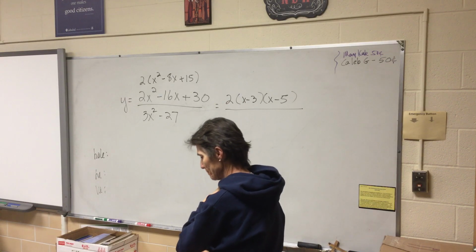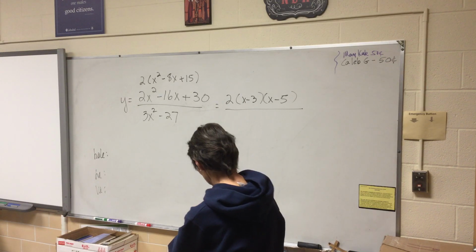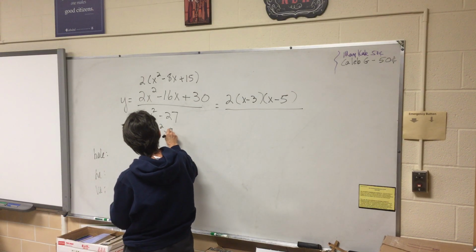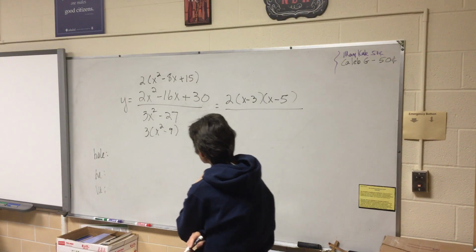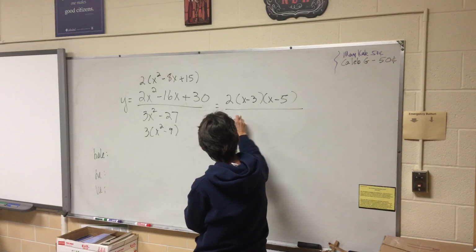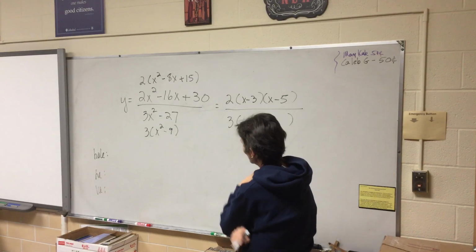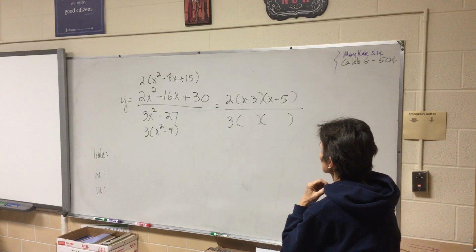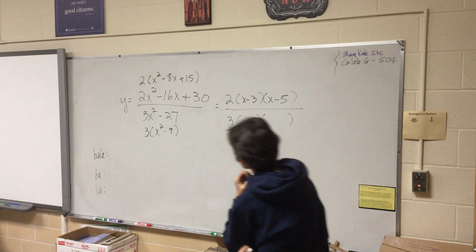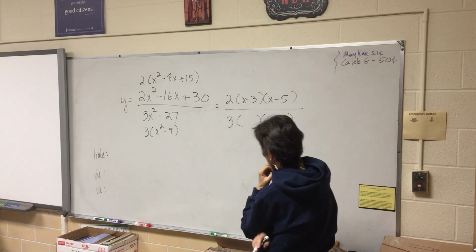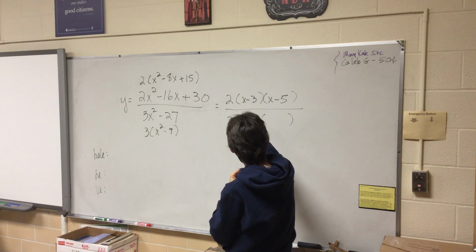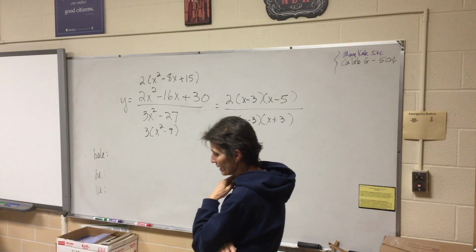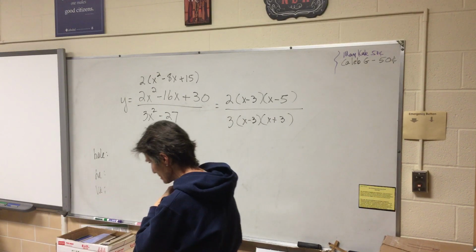What about the bottom? You can take a 3 out if you want to. I definitely want to. It always makes it easier to take out your GCF. So there's a 3. What about what's left once I take the 3 out? It's 3 and 3. X minus 3, x plus 3. Difference of squares. You got to know that one, guys.